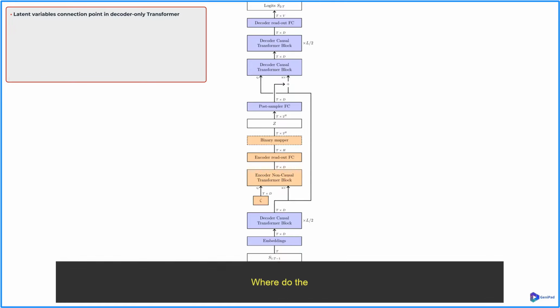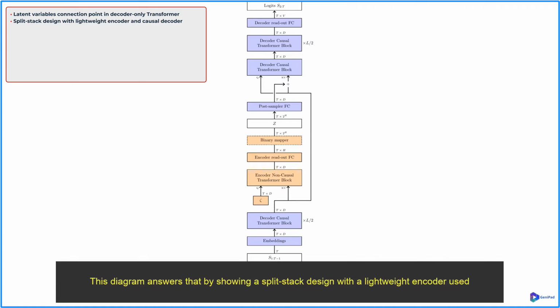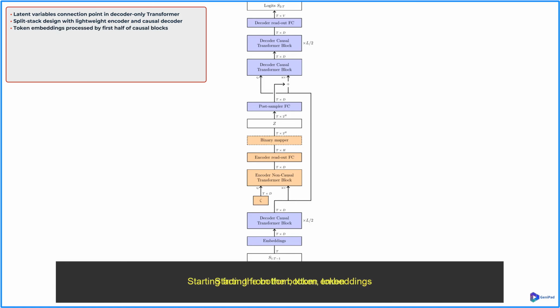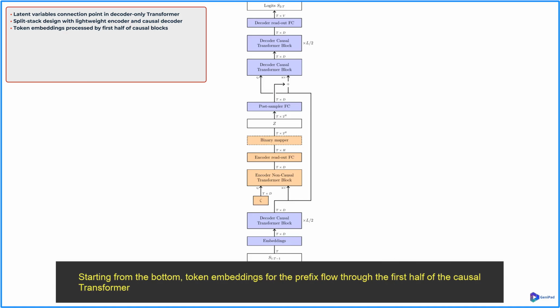Where do the latent variables actually plug into a decoder-only transformer? This diagram answers that by showing a split-stack design with a lightweight encoder used only for training and a causal decoder that does the actual generation. Starting from the bottom, token embeddings for the prefix flow through the first half of the causal transformer blocks.